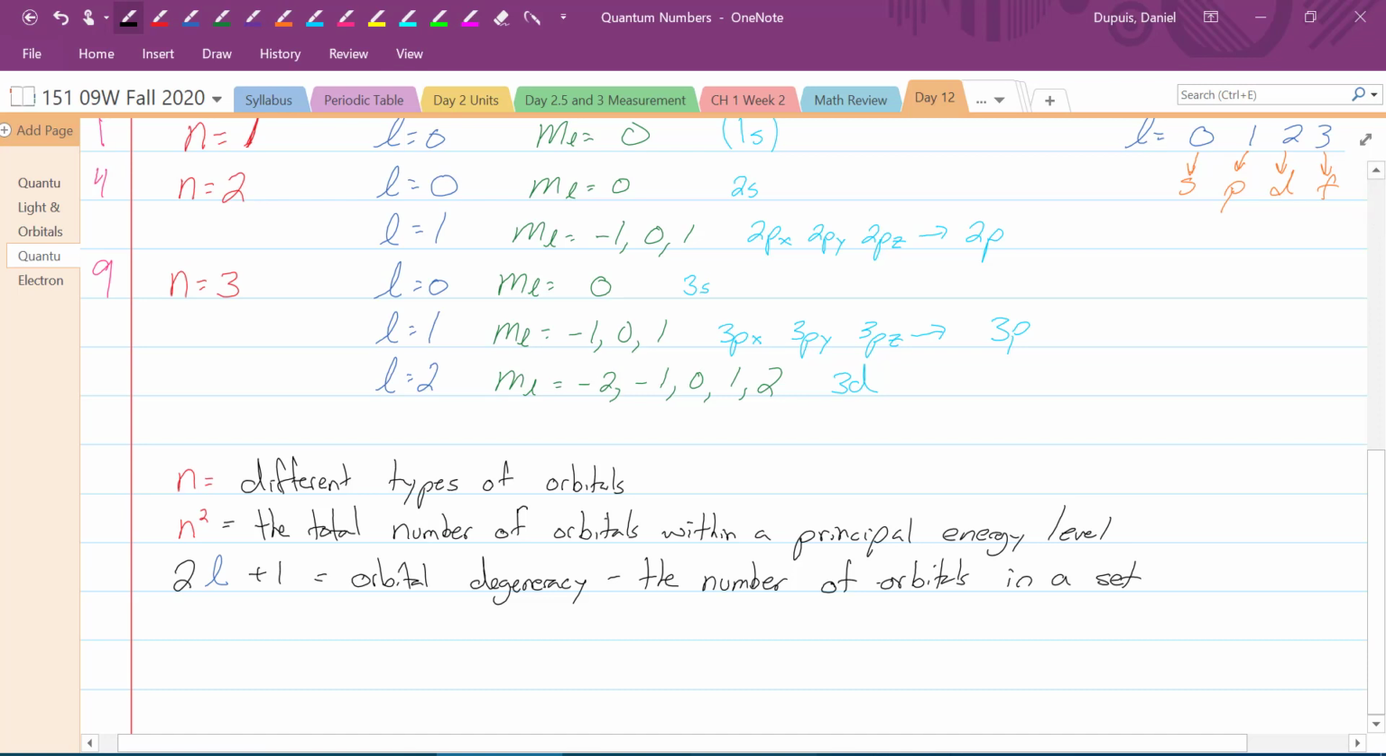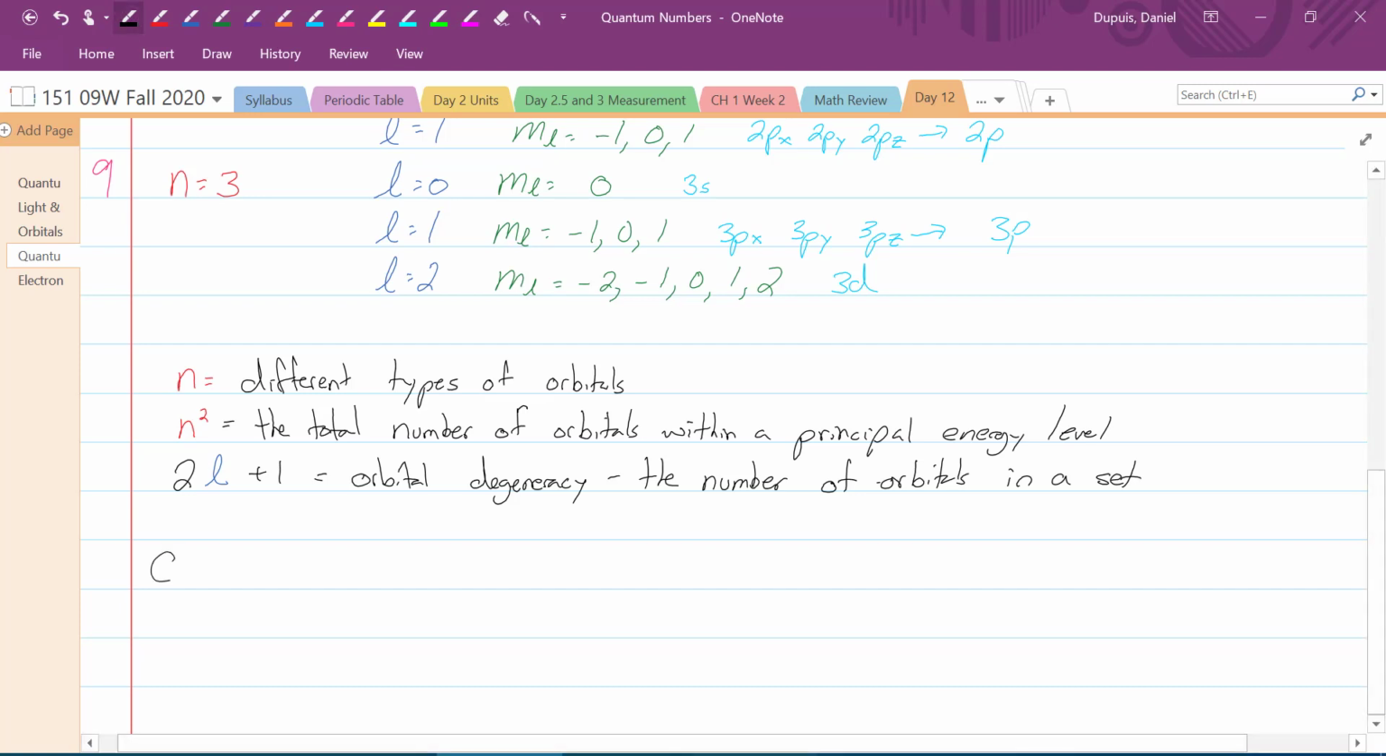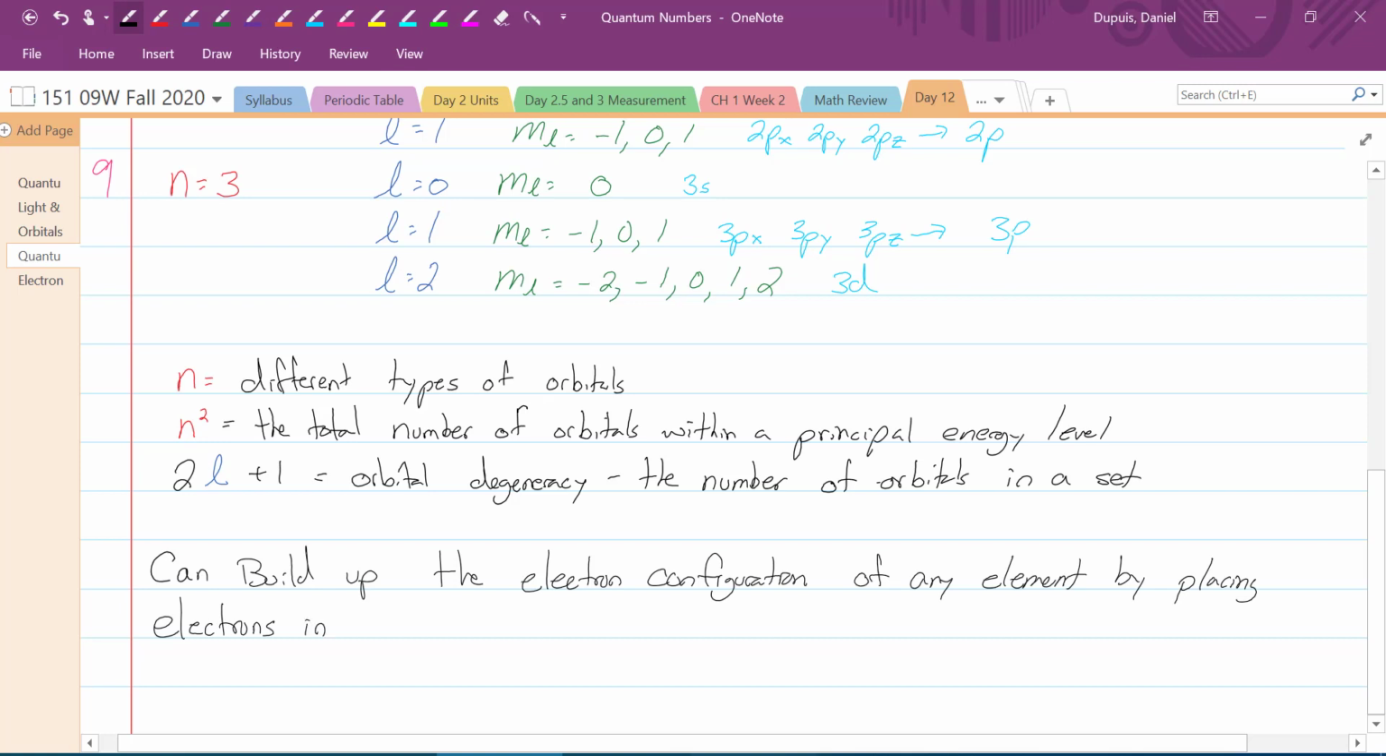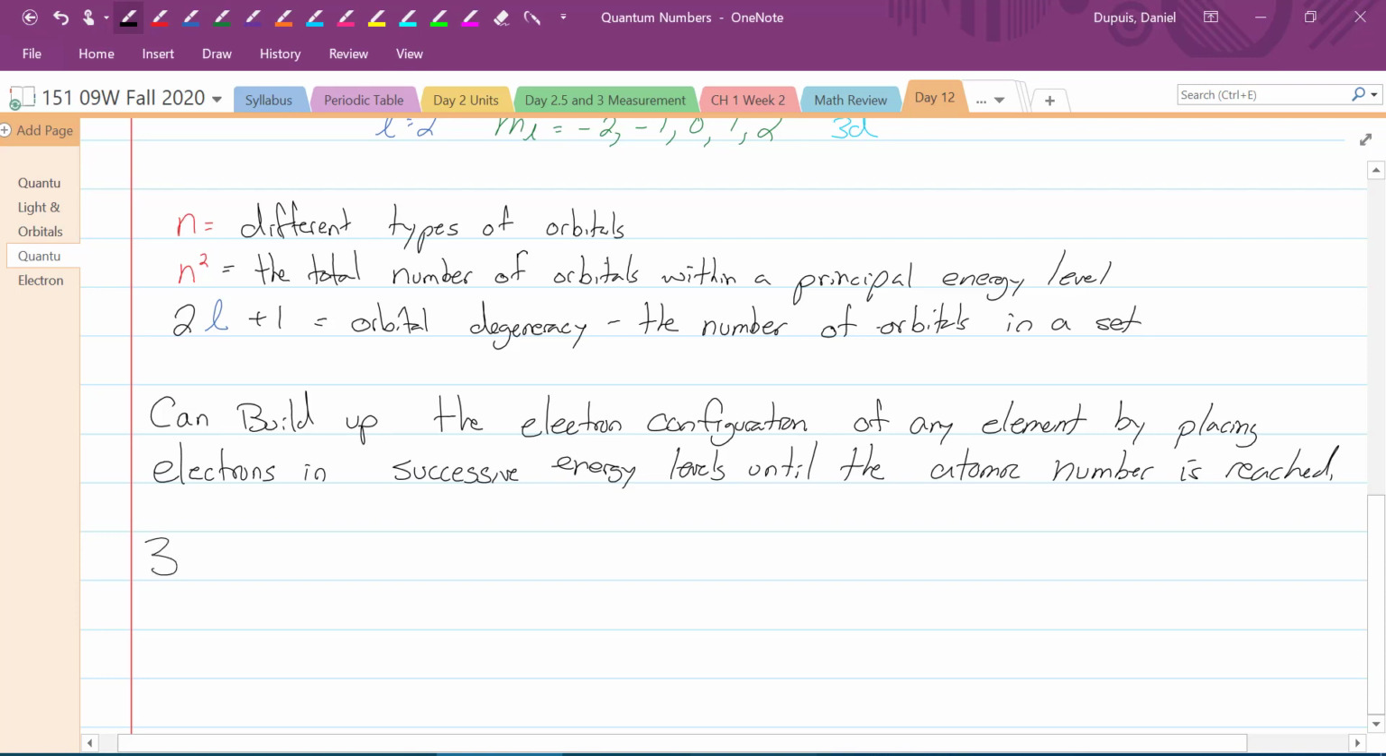So now what we can do with this math is build up the electron configuration of any element by placing the electrons in successive energy levels until the atomic number is reached. We can do this with 3 principles.